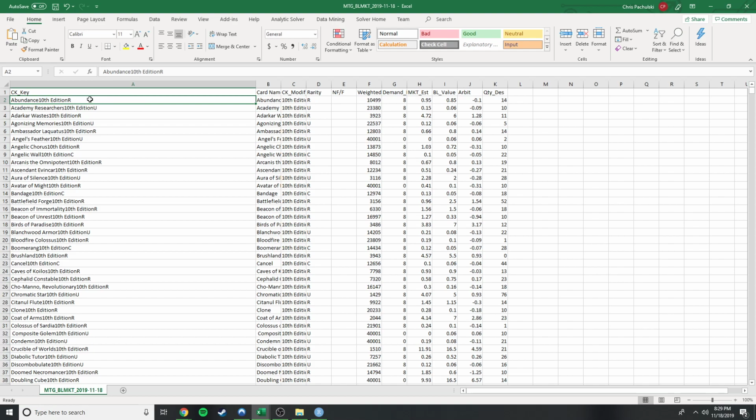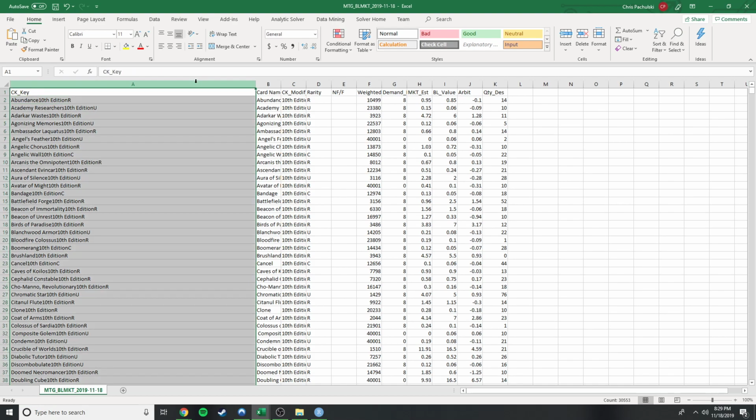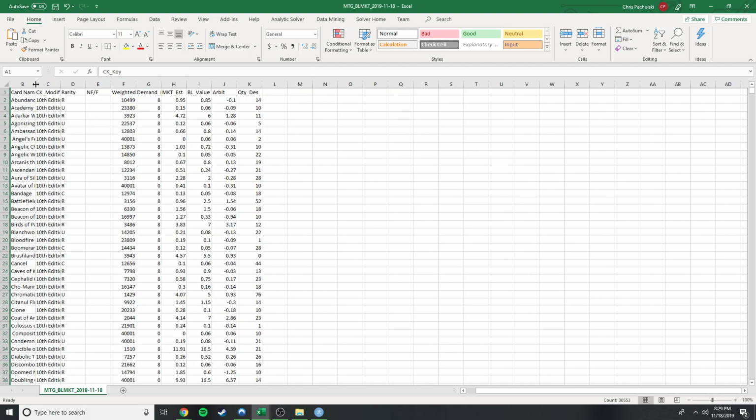So again, this is a useless column as a standalone document. If you want to integrate it with your own personal collection, I would highly advise it, and this will be very, very useful for you to do that. But for now, we're just going to right-click and hide it because it means nothing to us, like so many things. Oops, sorry.